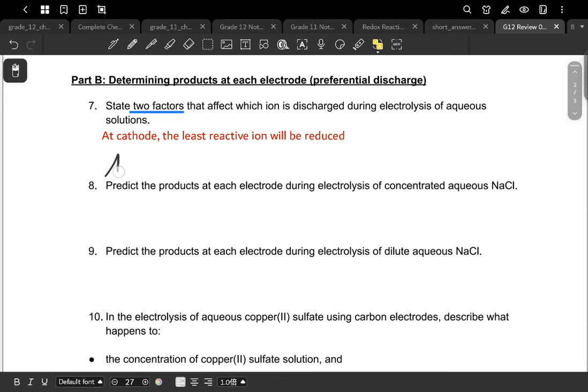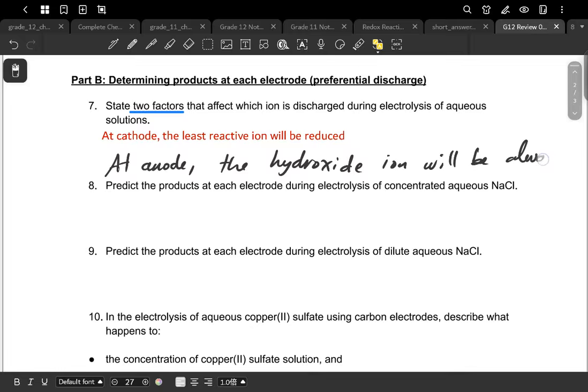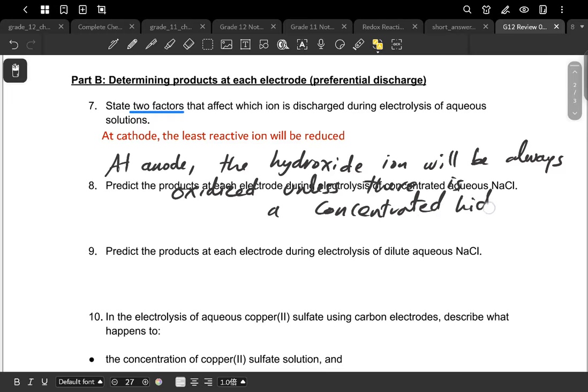While at the anode, the hydroxide ion will always be oxidized, unless a concentrated halide exists. Concentrated halide, and this is the rule.